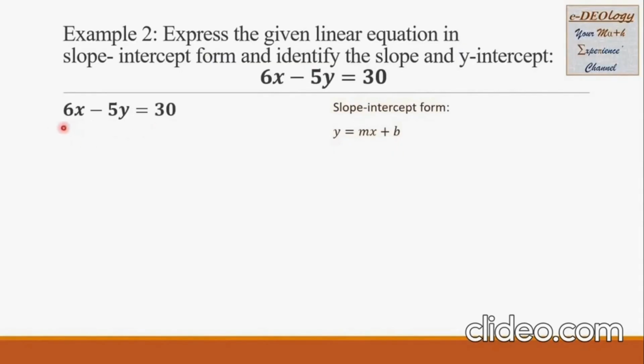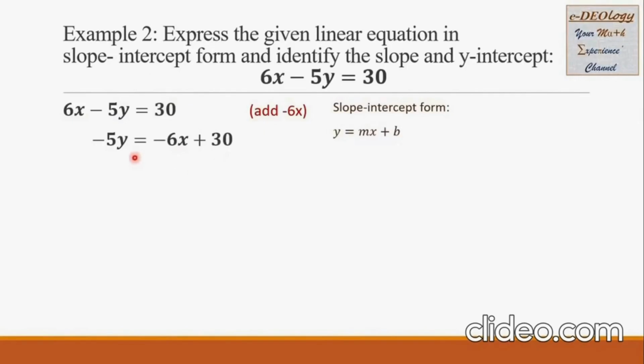We want to remove the 6x on the left side. What we'll do is to add negative 6x to the equation. It means to both sides of the equation. If we add negative 6x on the left side, the positive 6x here will cancel out. While on the right side, the negative 6x comes here. So on this line, we have now negative 5y equals negative 6x plus 30.